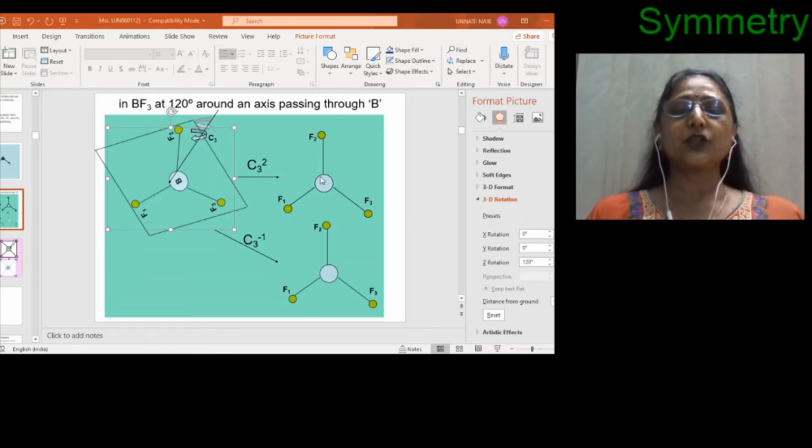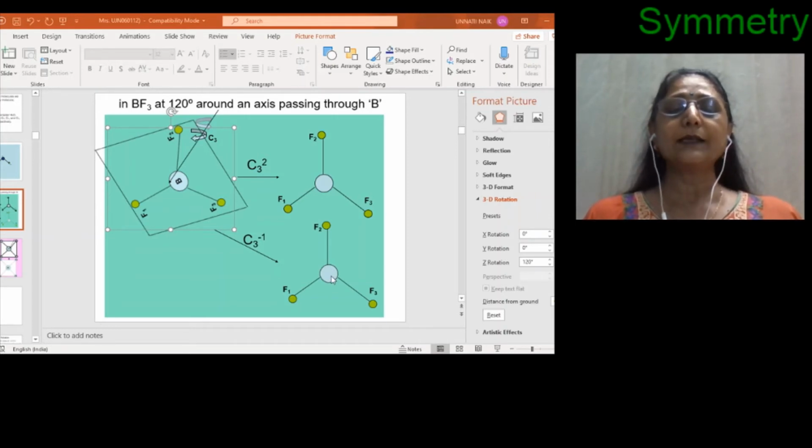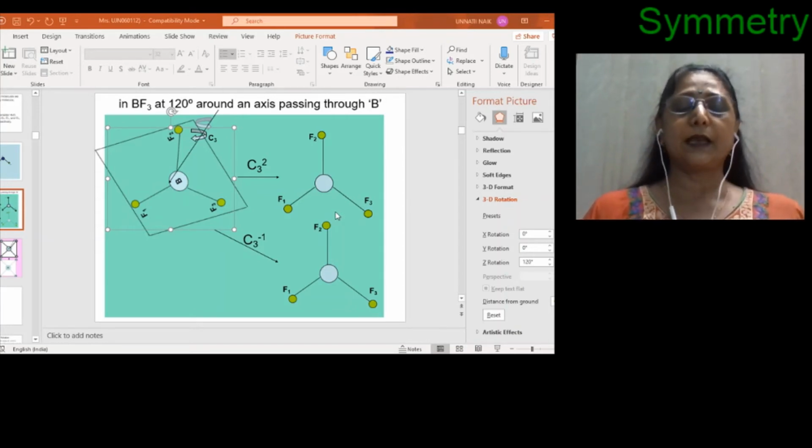This structure we get after 2 times rotation around the C3 axis, and this one is a rotation around the axis but in the opposite direction for 1 time. Both structures are equal, so we can obtain both structures with the same axis of rotation; only the directions of rotation are different. This one is C3 2 times, this one is C3 inverse, but both are equal.